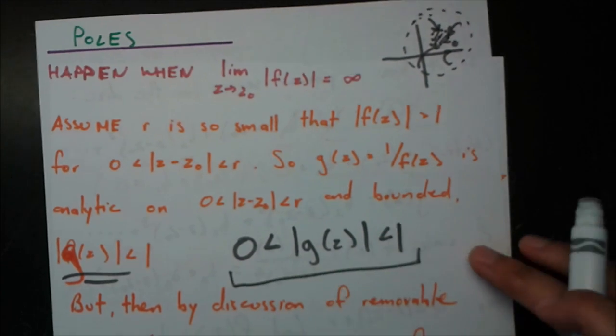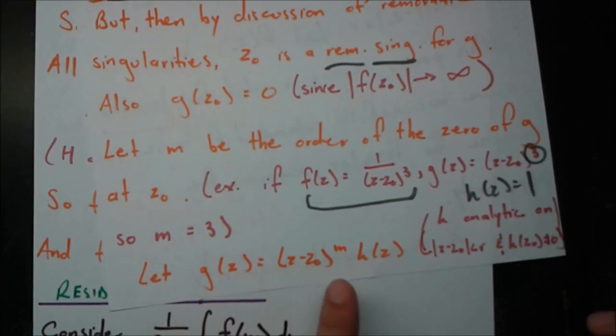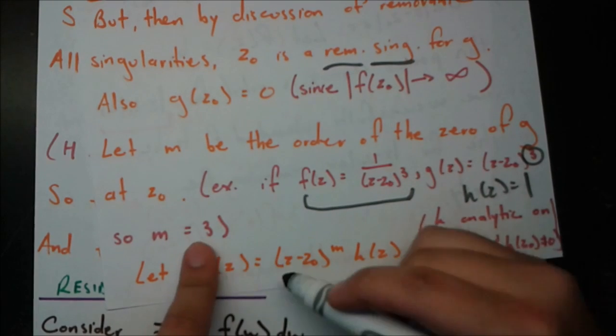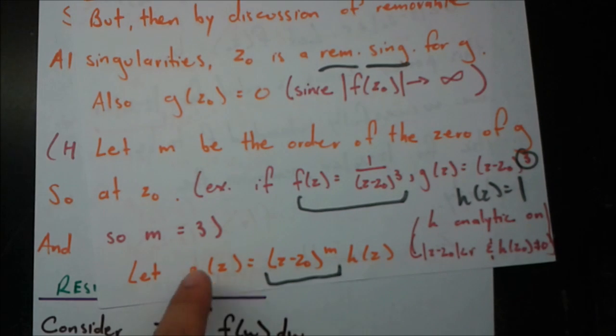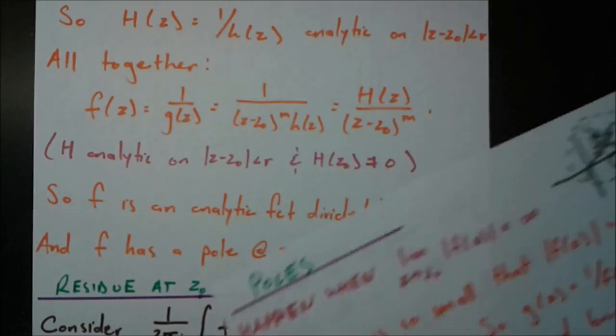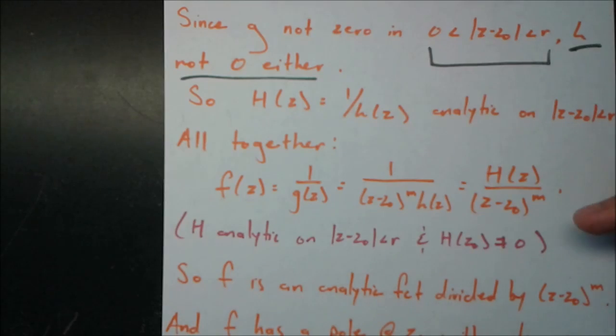So since g of z is never 0, and h of z is defined as follows, that means h of z can never be 0, because if you have something that's never 0 divided by something else that's never 0, notice that this is also never 0 on the punctured disk. So something that's not 0 divided by something that's not 0 can never be 0. So h of z is also not 0. So what we write here, h is not 0 either on the punctured disk.